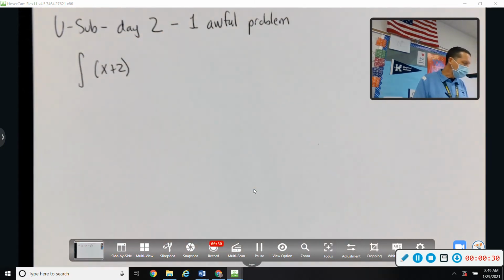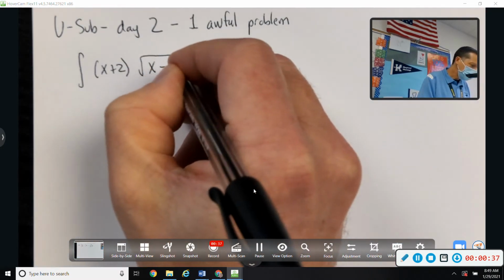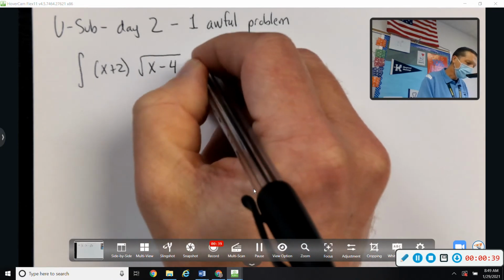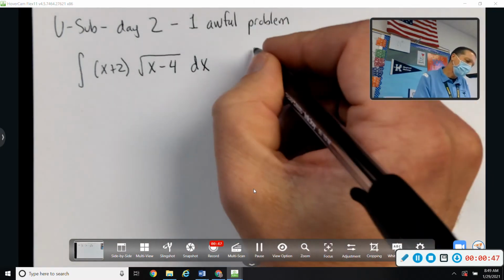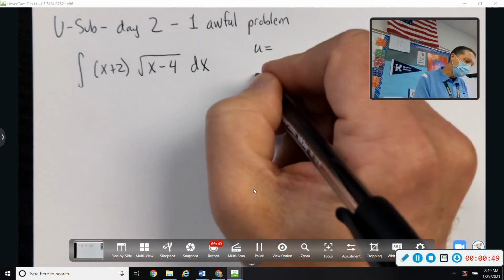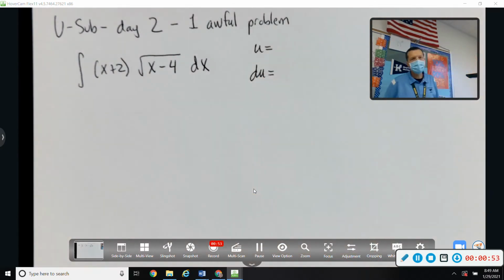The integral of x plus 2 times the square root of x minus 4 dx. And it's awful because it's hard to pick what u is so that du shows up. Actually, that part's not too bad.